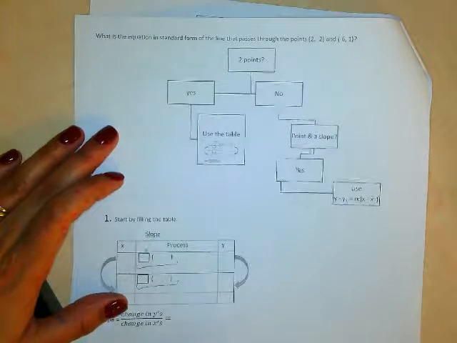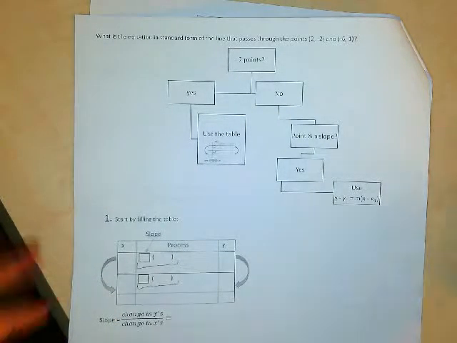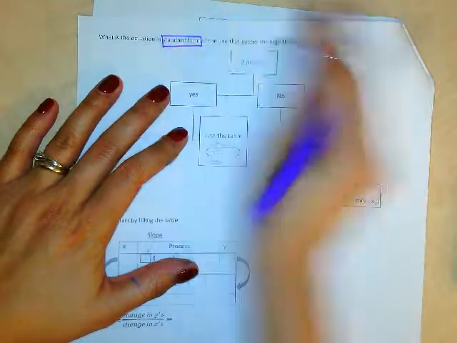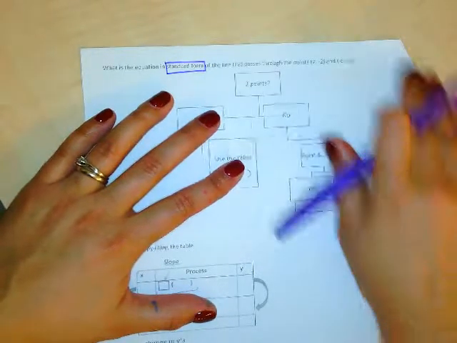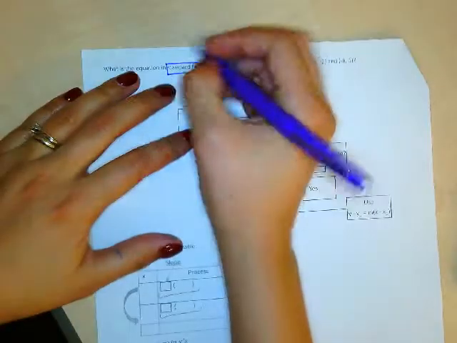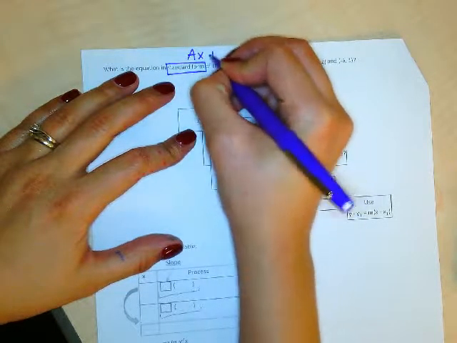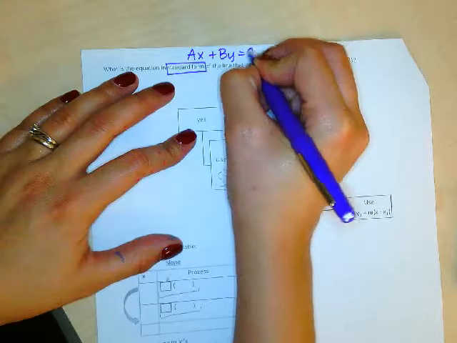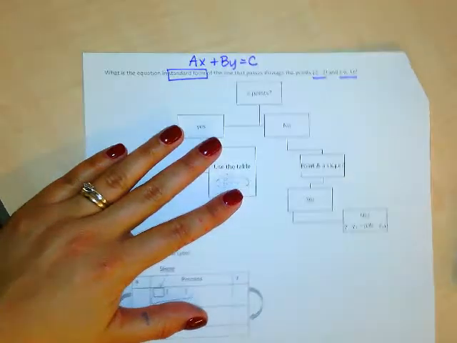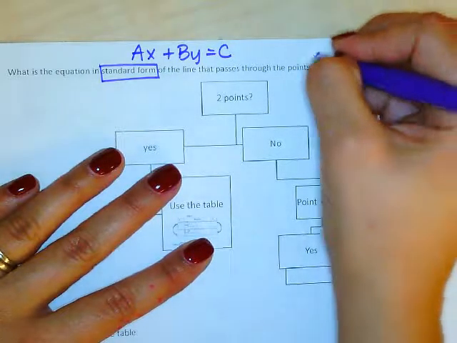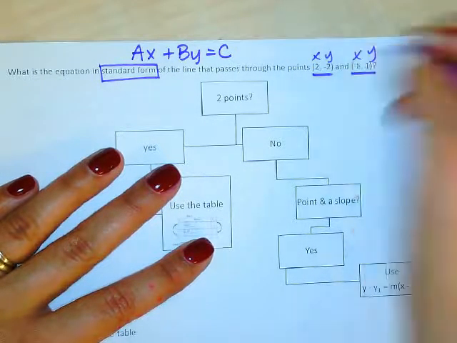All right, students, so this is today's lesson. We are finding the equation in standard form. So we have been solving or writing equations in y equals mx plus b or in point slope, the y minus y1. But this time we want to do it in standard form, in this format. But we got to do it through the points. So I have 2 points, x, y, x, y.